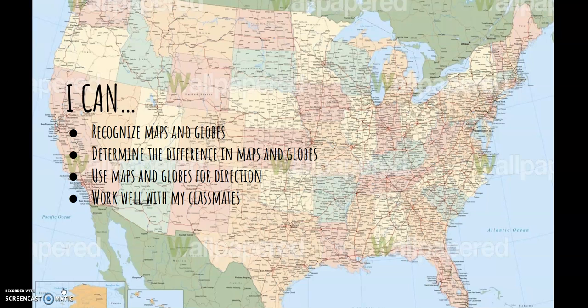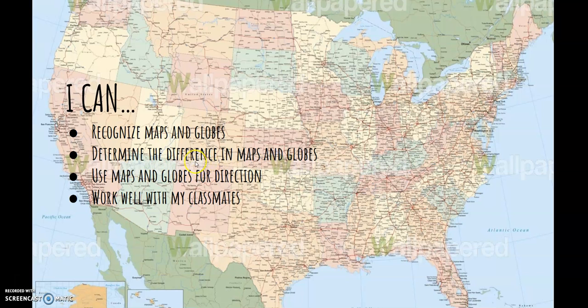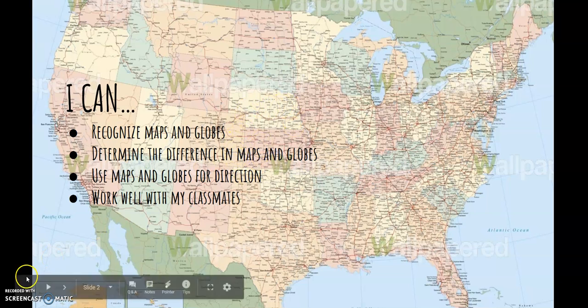So today in our lesson about maps and globes, we're going to be able to recognize those maps and globes, determine the difference in maps and globes. And when we determine the difference, what does that mean, boys and girls? Right, we're going to tell how our maps are not the same as our globes, and how our globes are not the same as our maps.